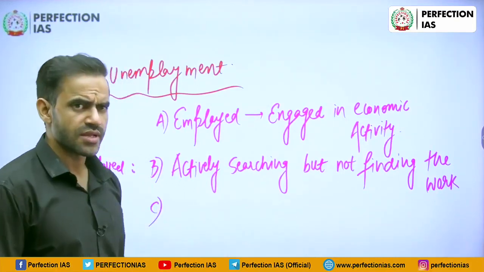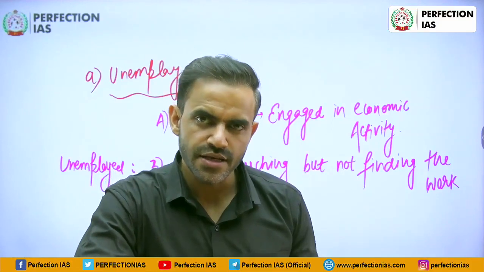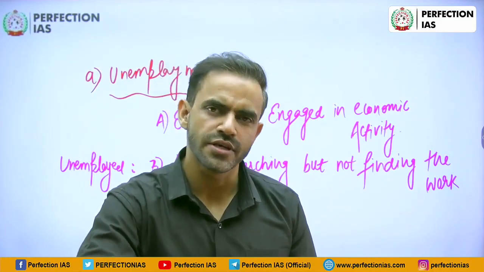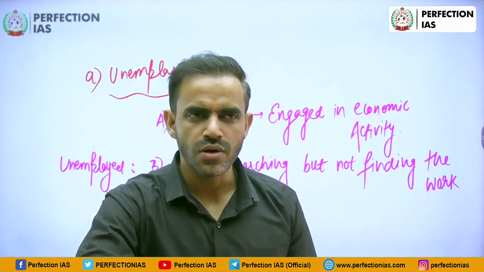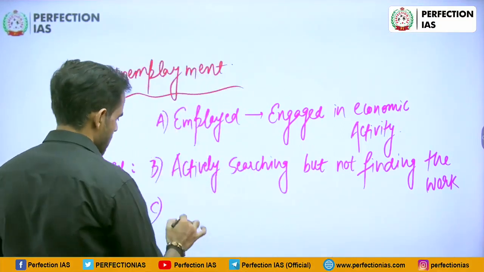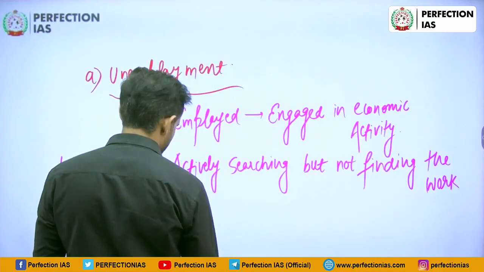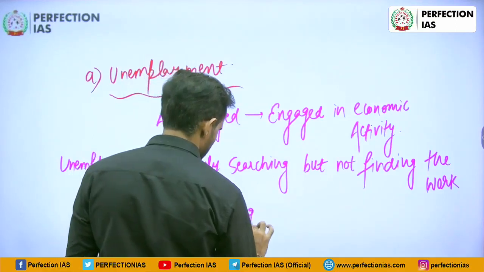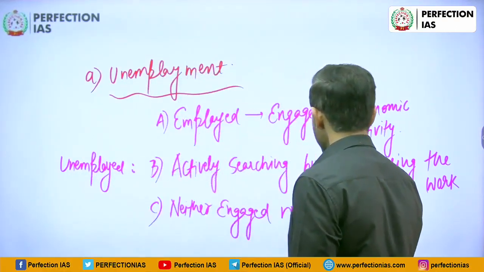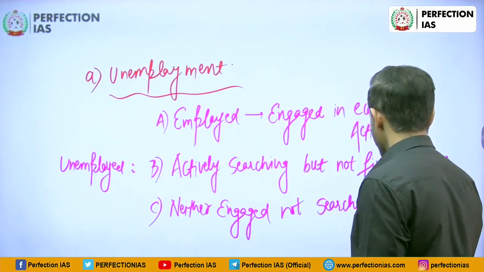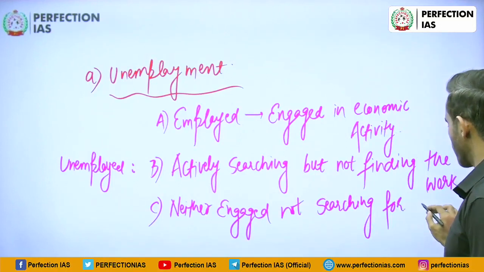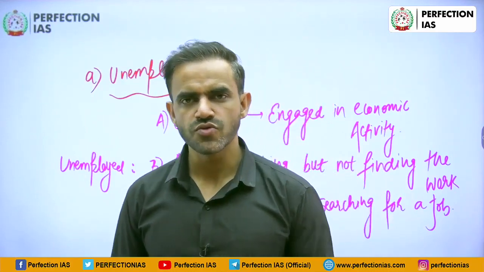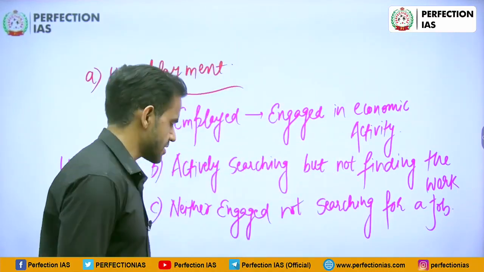Third section of the population is that section which is neither engaged in economic activity nor searching for some job. For example, senior citizens who are already retired or who do not want to work, or say children. So that section is the population which is neither employed, neither engaged, nor searching for a job. That means they are neither working nor searching for some new job or new opportunity. So that is the third section.